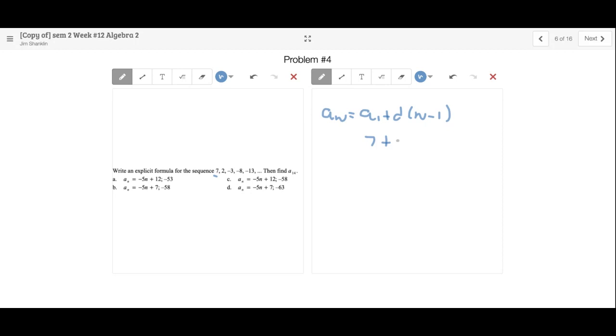It's going backwards. So this is going to be negative 5 times n minus 1. I'm going to multiply through there. So that's negative 5n plus 5. So negative 5n plus 12. And then it says find a sub 14. So then I have to put 14 in here. Negative 5 times 14. I'm going to use my calculator just to make sure I don't make a mistake. Times 14 plus 12. And I end up with negative 58. So it looks like letter C for my answer. Is that okay? Do you guys agree with that?